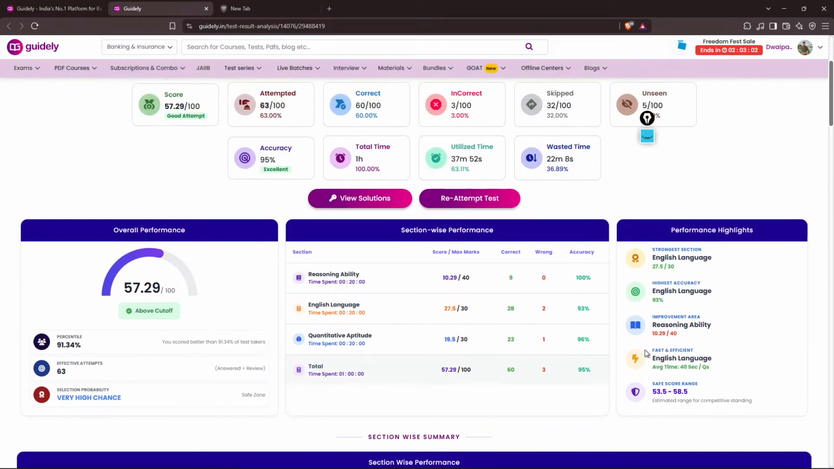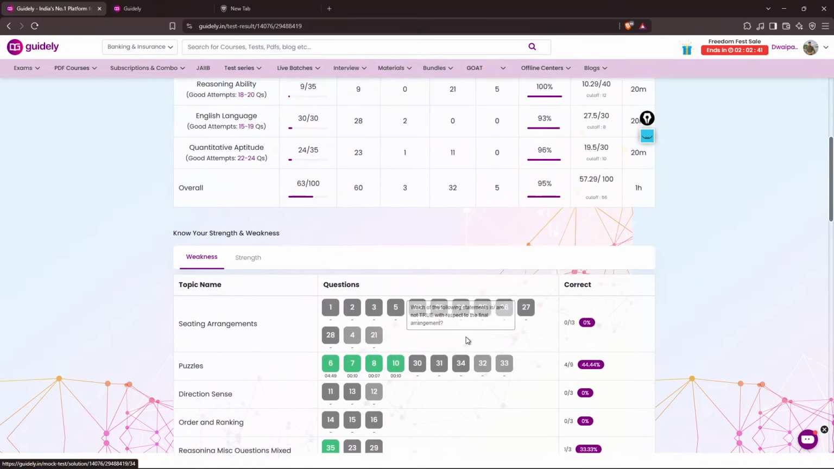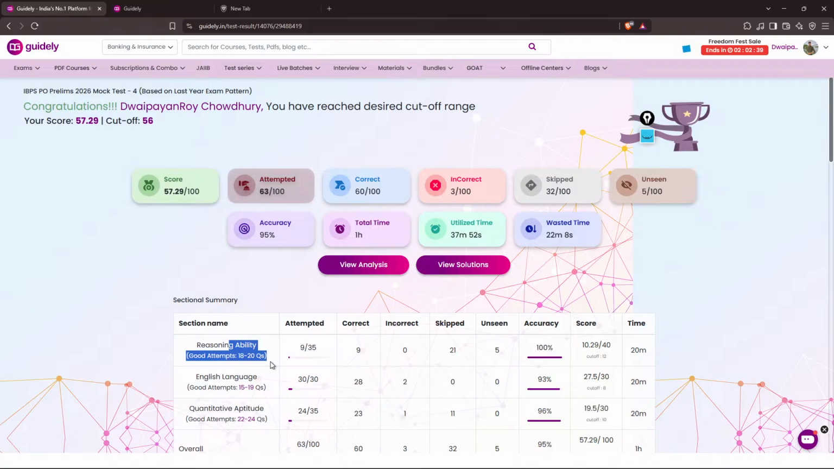And I wouldn't even be selected for this. In the reasoning section, I don't think the cutoff... yeah, the cutoff is 12. I would have been eliminated here only. But then again, the English was good. I did a good job coming back from this kind of a setback.